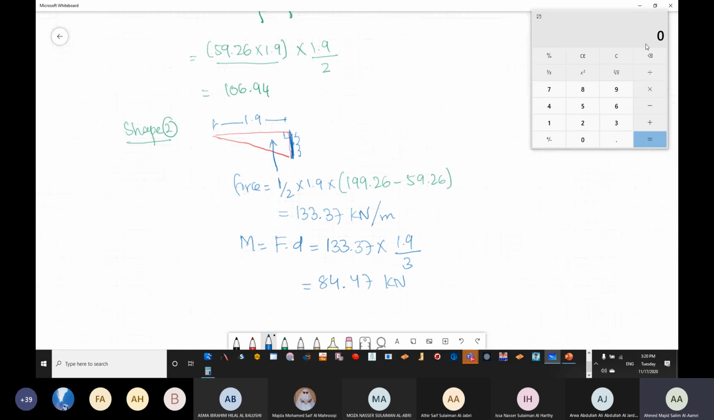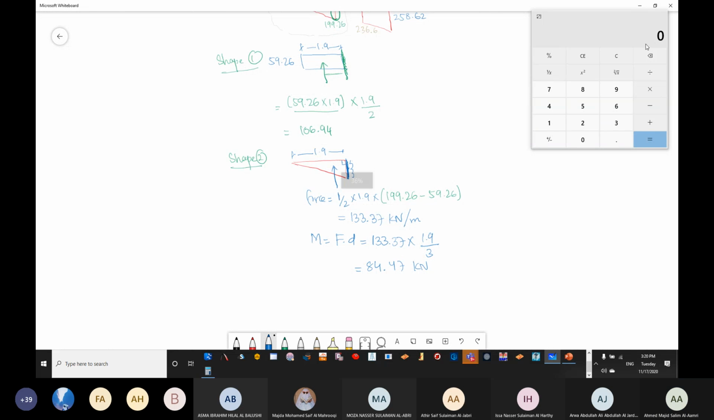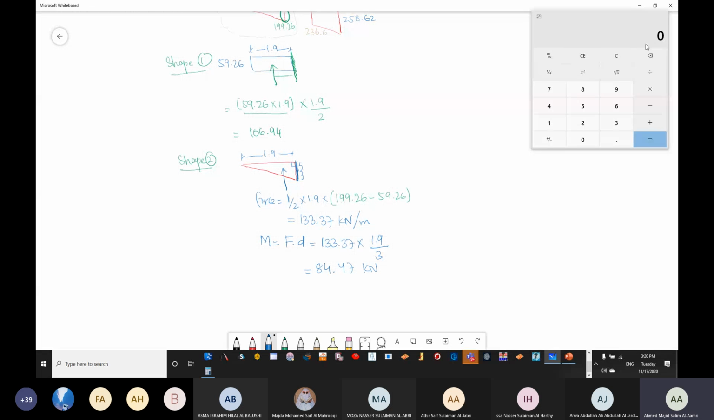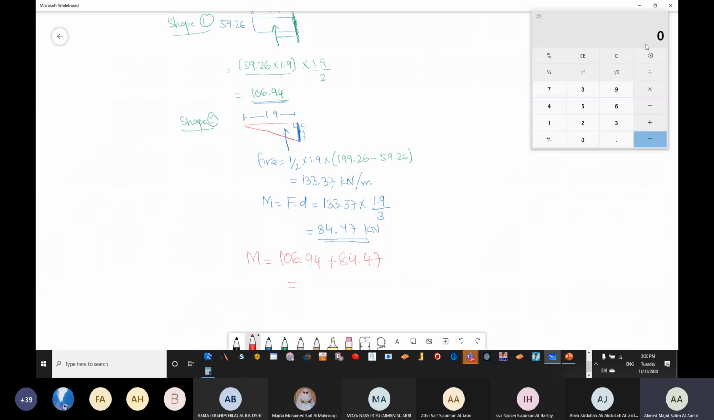Now if we add the first value to the second value, we can get the moment at this point that is equal to 106.94 plus 84.47, which will give you a value of approximately 191.43 kilonewton.